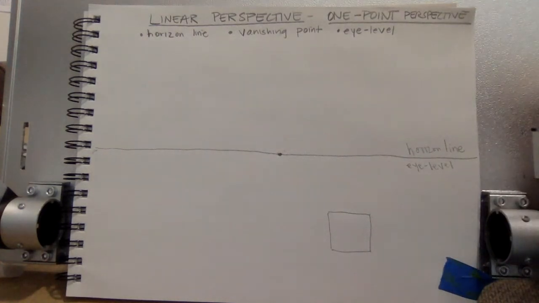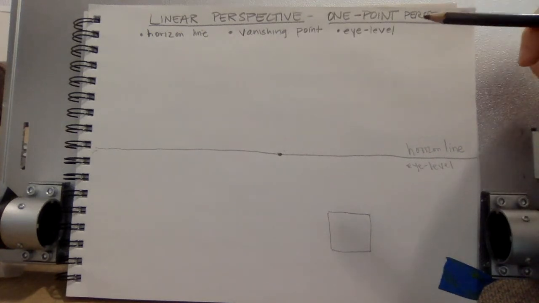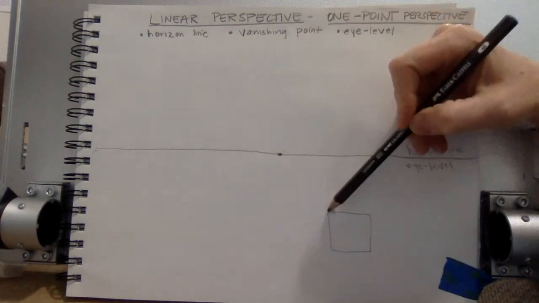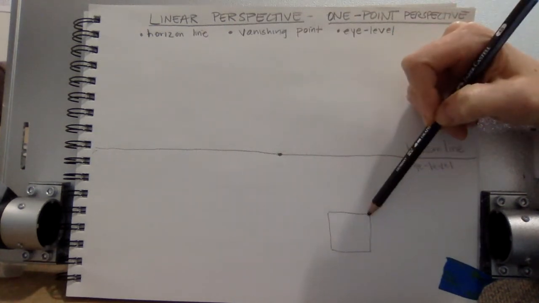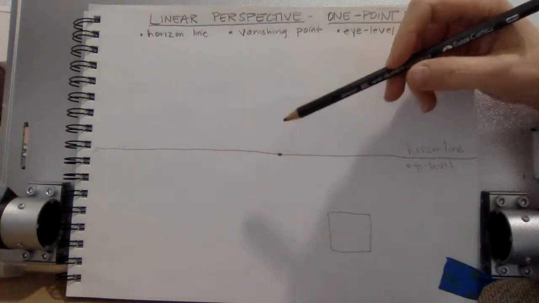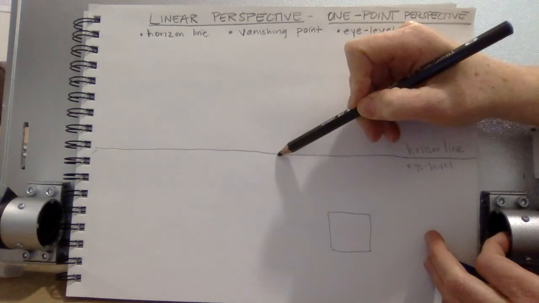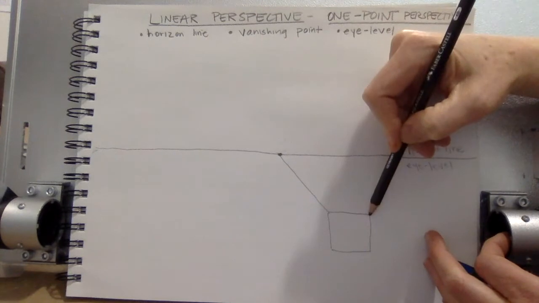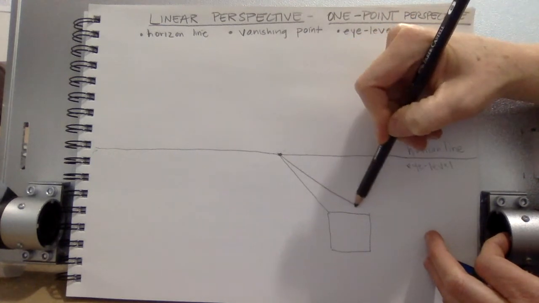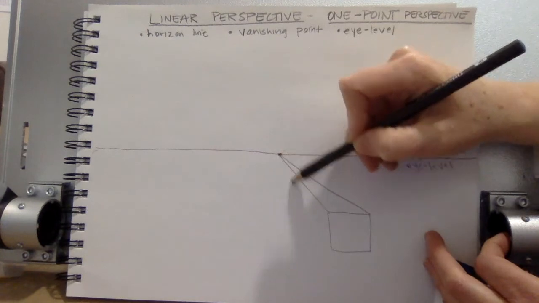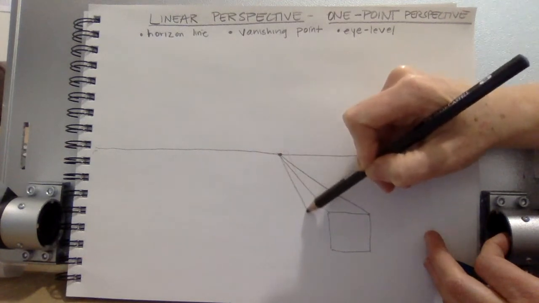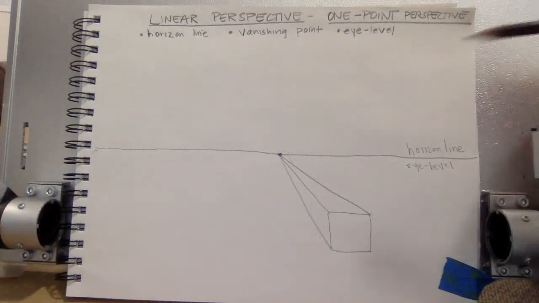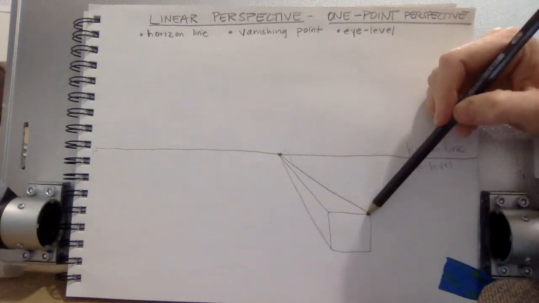So this is the front of our box, and then you're going to take your ruler or straight edge, and you're going to connect a line from the vanishing point to the three corners of your square that are closer to your vanishing point. So I'll just try to eyeball a straight line here. All right, so those are my as straight as I can get lines connecting the vanishing point to these three corners of the square.